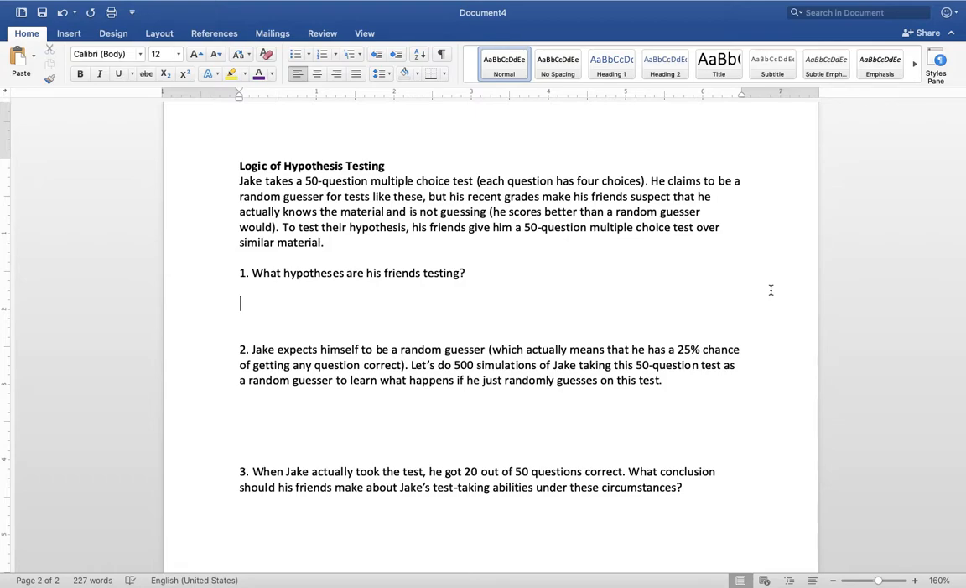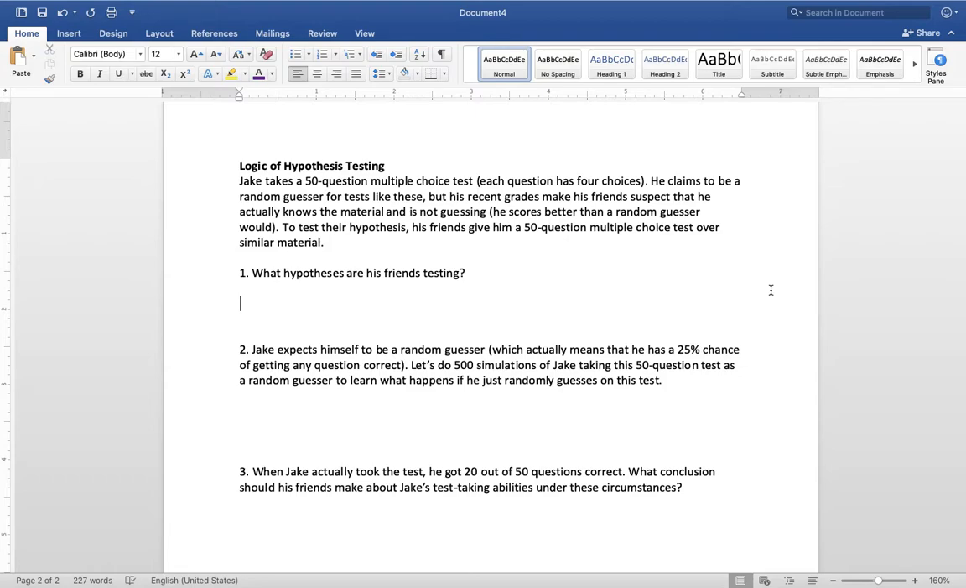He claims to be a random guesser for tests like these, but his recent grades make his friends suspect that he actually knows the material and is not guessing. In other words, he scores better than a random guesser would. To test their hypothesis, his friends give him a 50 question multiple choice test over similar material.